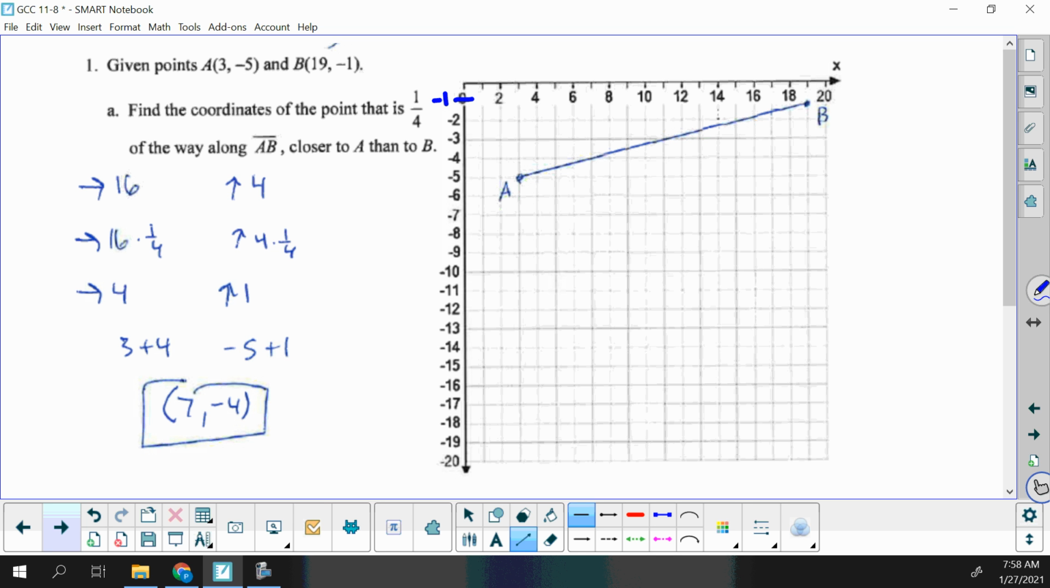So we're moving from A, so start with A's X value of 3. When you move right, that's in the positive direction. So add 4, that gives us an X value of 7. From -5, we're going up 1. Up you add, so if you add 1, we get -4. So 7, -4. Here's 7, -1, -2, -3, -4, and it does appear to check out.